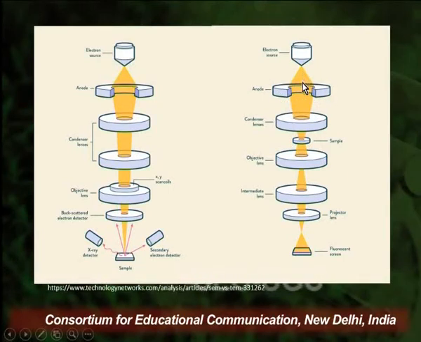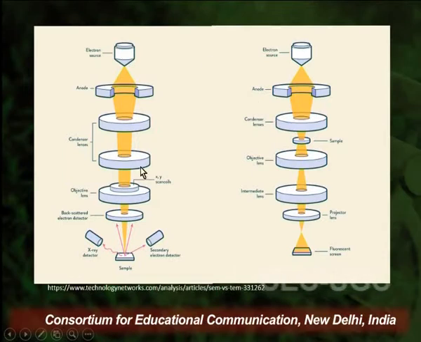So they pass through some specialized lenses and then they also pass through the sample, and the sample deflects and diverts these electron beams, and these deflected and diverted electron beams then pass through multiple different sets of lenses and then an image would be created on a sensitive plate.